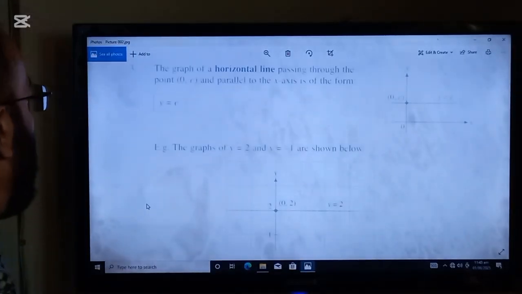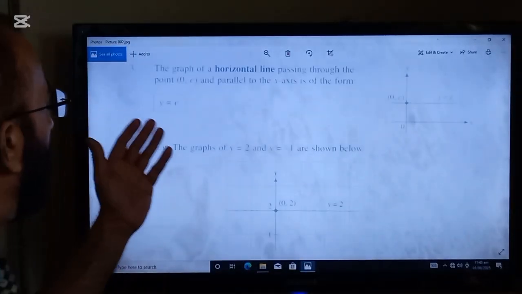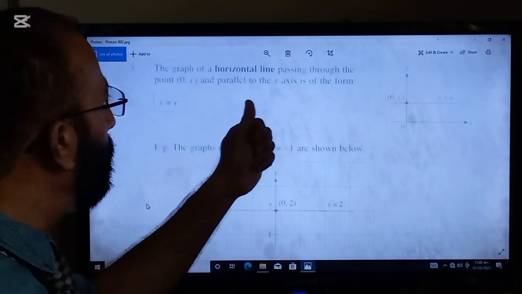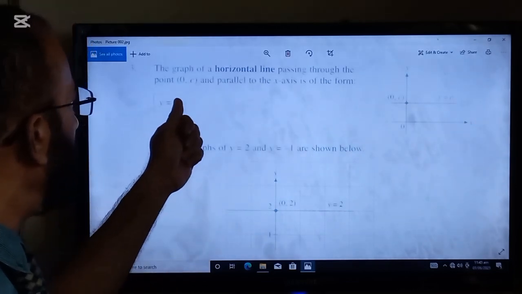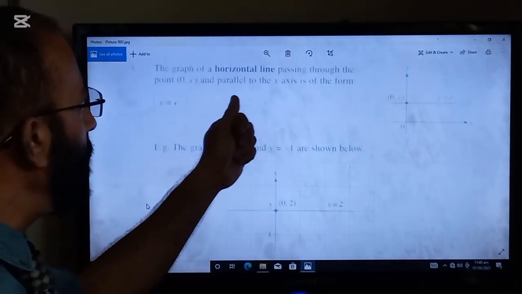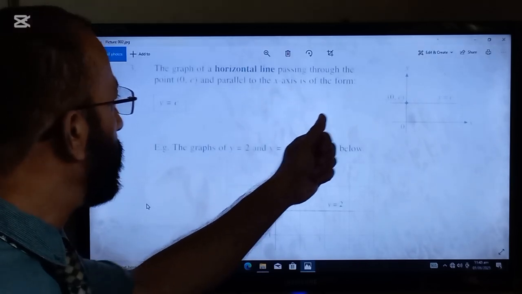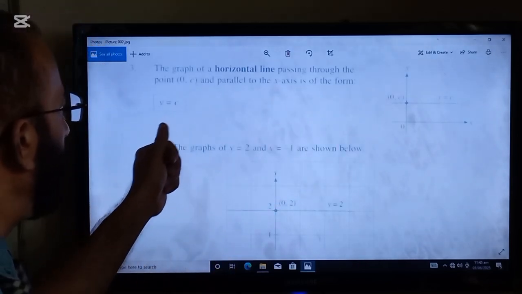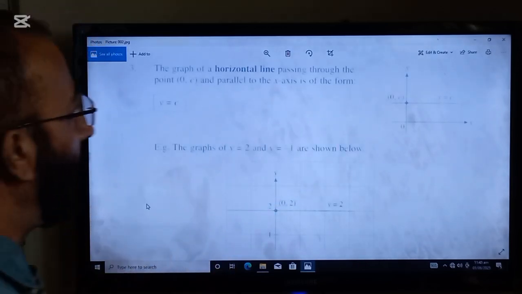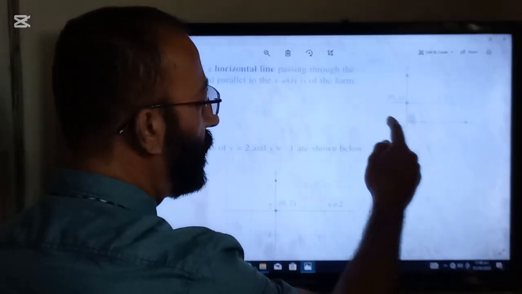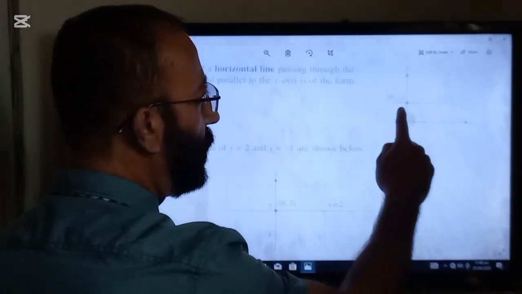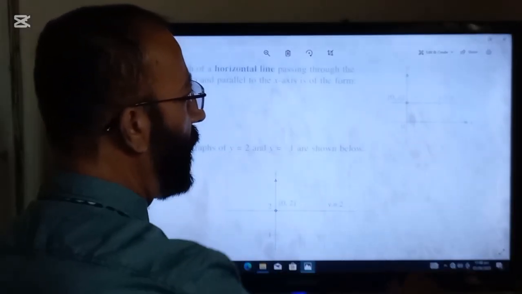The next point to remember is the graph of a horizontal line passing through the point (0, c) and parallel to the x-axis is of the form y = c. And this will be the shape of the graph. The graph passing through the point (0, c) will be of the form y = c.